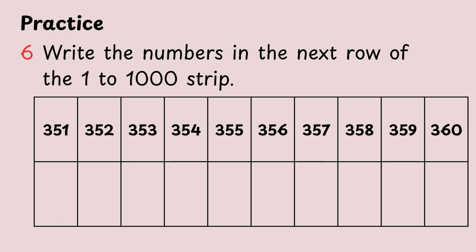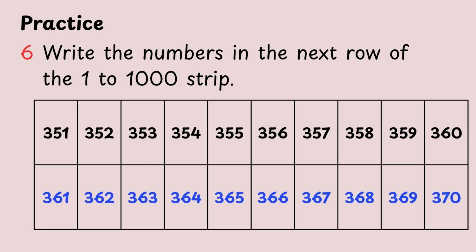What number comes right after 360? Yes, 361. Let's write 361 in the box. From here, we just count forward by ones as we move to the right. Let's count together. 362, 363, 364, 365, 366, 367, 368, 369, and 370.